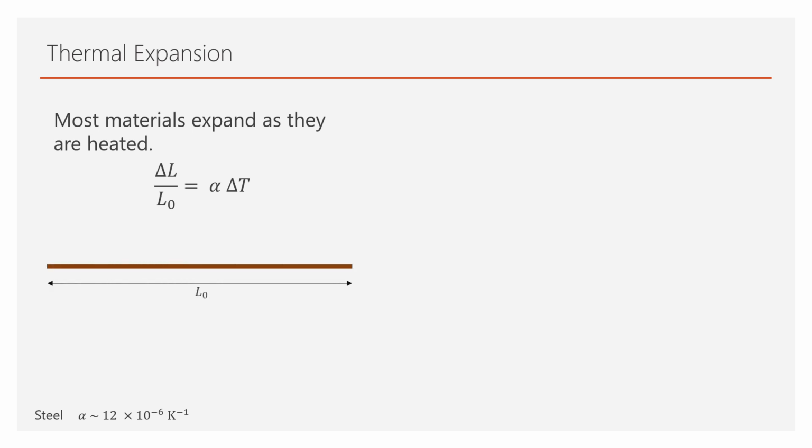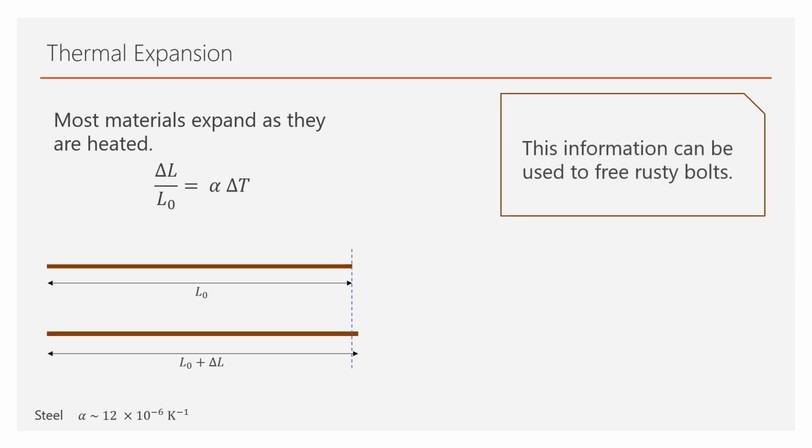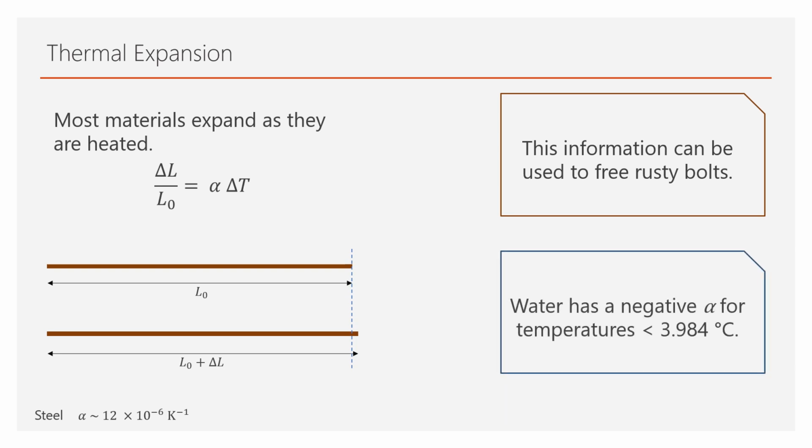Here is a rod with an initial length L sub 0, and after it is heated it has increased by an amount delta L. One application of this is the heating of nuts and bolts to release them when they are rusted, as heating them causes them to expand and can potentially free them. Another interesting fact is that water has a negative coefficient of thermal expansion for temperatures below about 4 degrees Celsius, and this fact is important for the development of life on Earth.